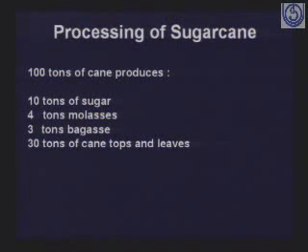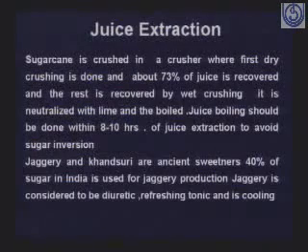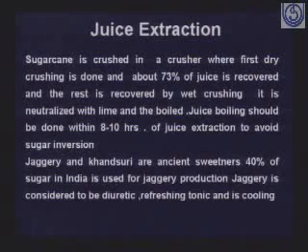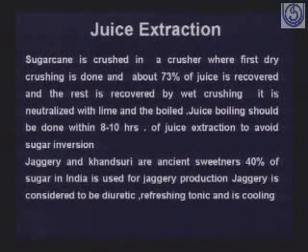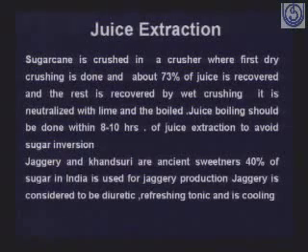Processing of sugar cane: 100 tons of cane produces 10 tons of sugar, 4 tons of molasses, 3 tons of bagasse and 30 tons of cane tops and sugar cane leaves. Juice extraction is very good because we take sugar cane juice. This is done in a dry crusher and we can get 73% of the juice, and the rest is recovered by wet crushing. This is neutralized by adding lime.